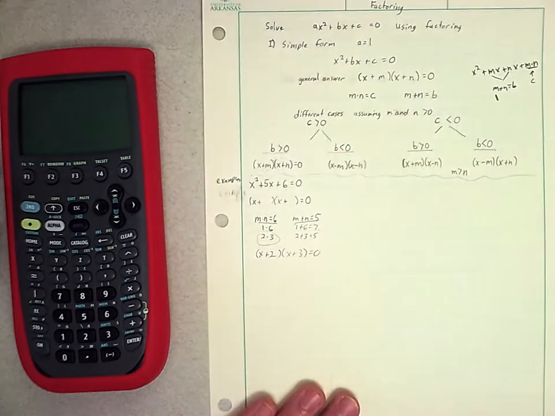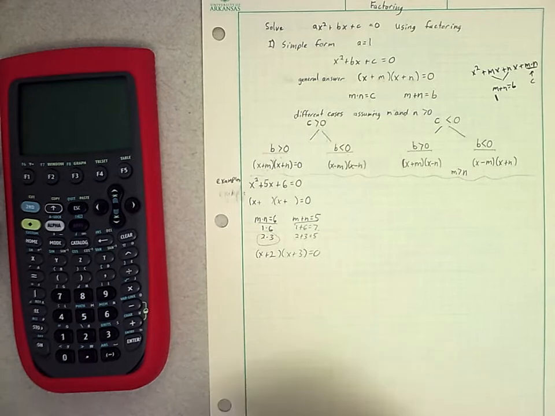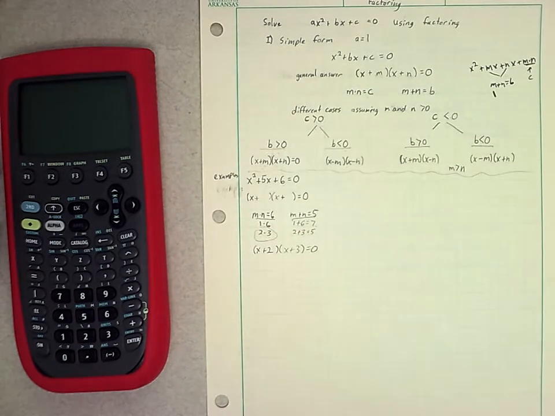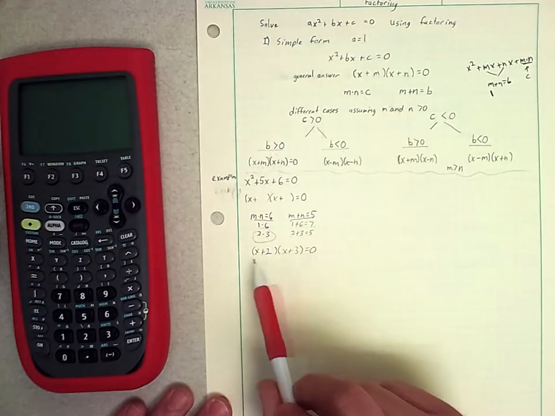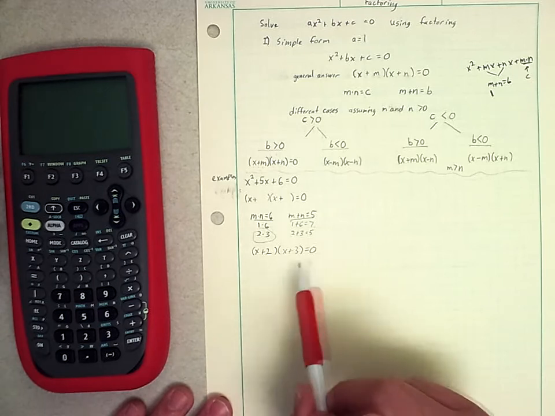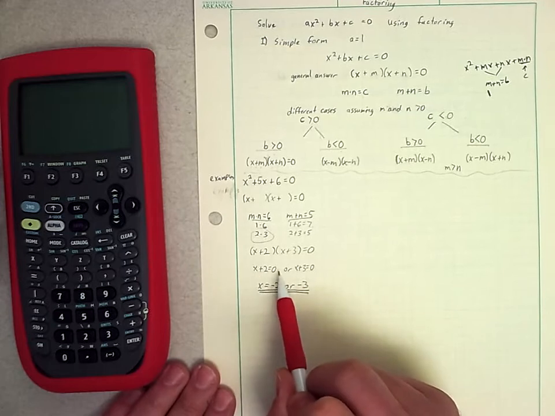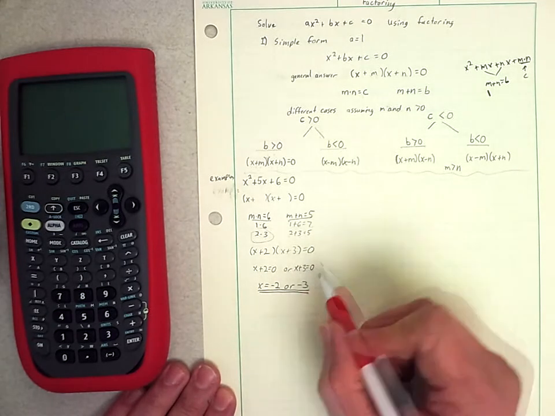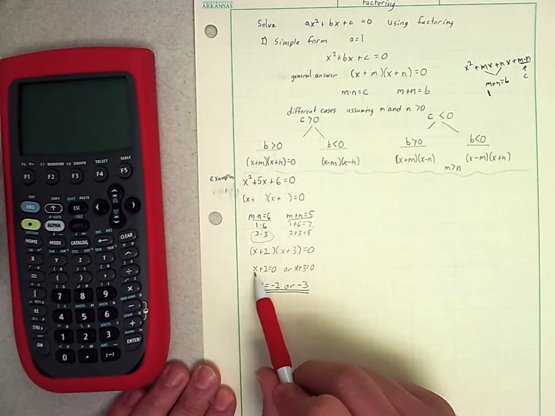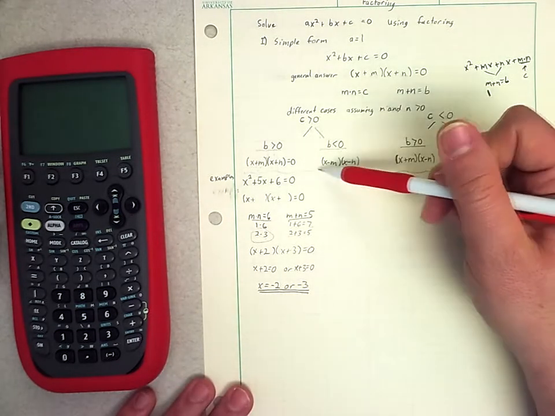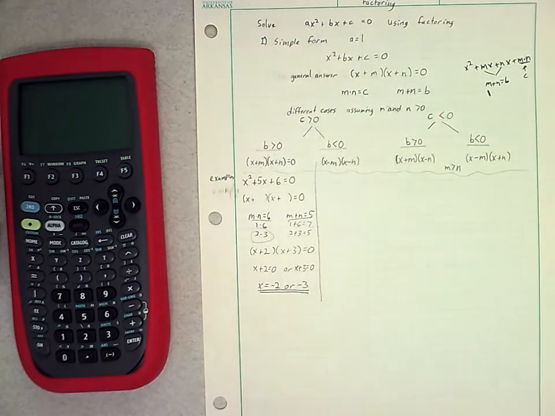So x plus 2 times x plus 3 equals 0. And that's factoring it, but remember I also am trying to solve a problem here. The way I solve the problem is to remember that in order for this to be 0, one of these two factors has to equal 0. So if I set each of those equal to 0, x plus 2 equals 0 or x plus 3 equals 0, I subtract from each side and get that either x equals negative 2 or x equals negative 3. And that's how I would solve one where both coefficients are positive.